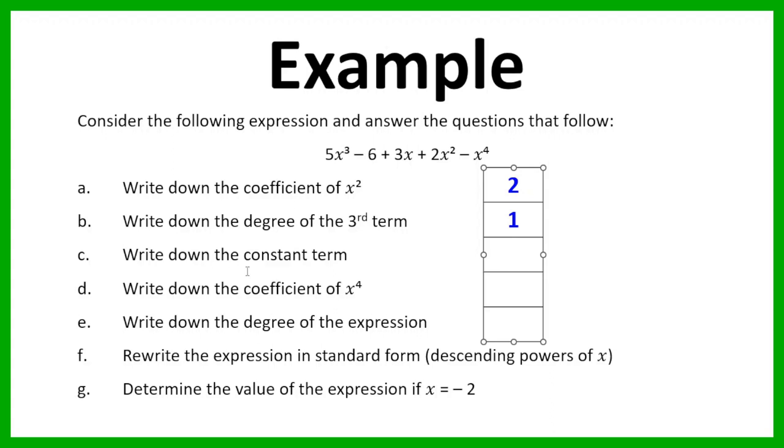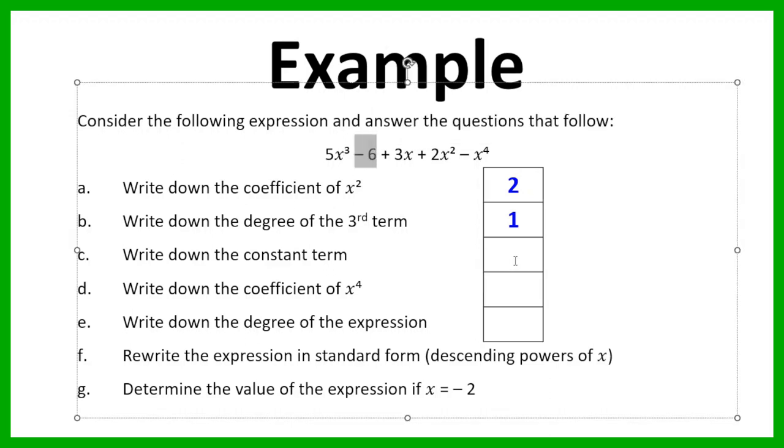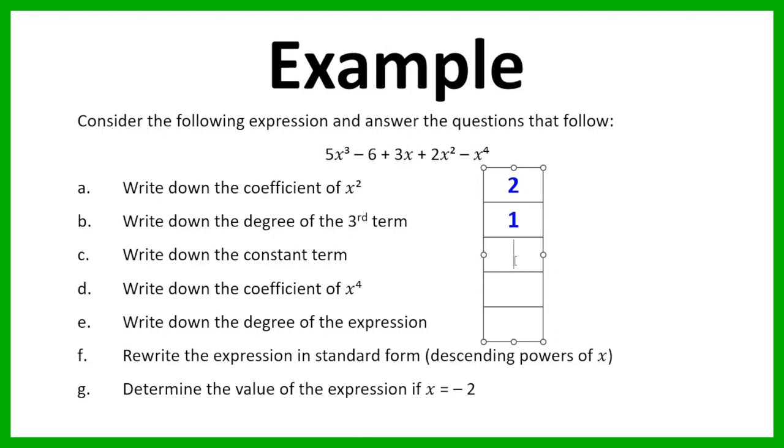Next, I've got to write down the constant term. So the constant term is the term that has no variable at all. So that is going to be this one over here. It's my minus 6. Remember, the term includes the negative, so I can't just write 6. It is negative 6.